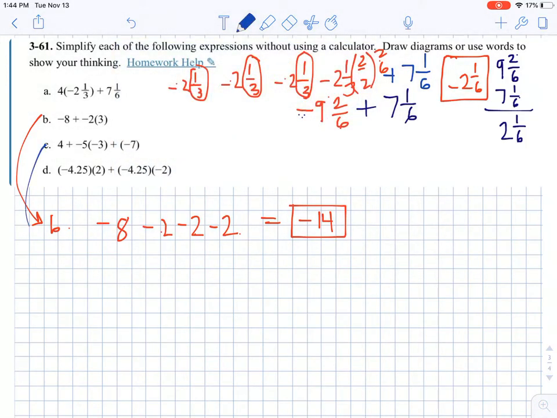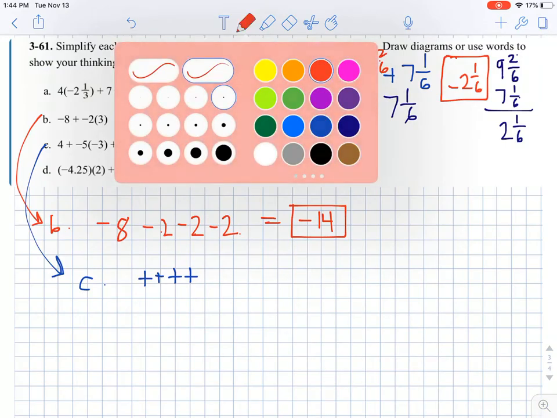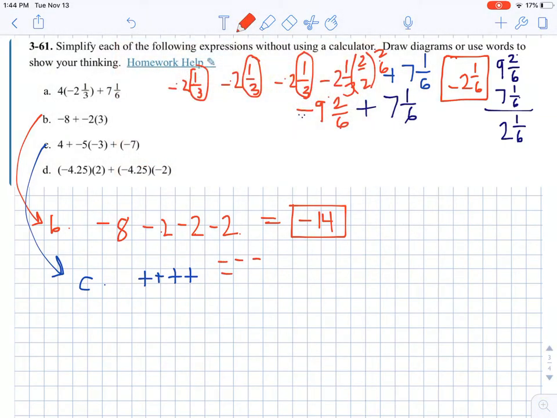Let's do C down here. We have 4. 1, 2, 3, 4. Then we have 5 groups of negative 3. 1, 2, 3, 1, 2, 3, and so on.